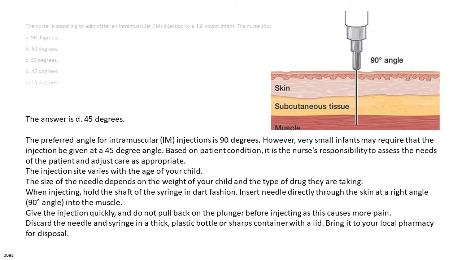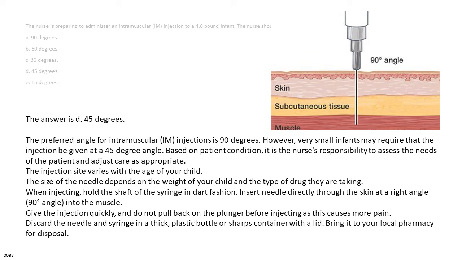The answer is D. 45 degrees. The preferred angle for intramuscular, IM, injections is 90 degrees. However, very small infants may require that the injection be given at a 45-degree angle. Based on patient condition, it is the nurse's responsibility to assess the needs of the patient and adjust care as appropriate. The injection site varies with the age of your child.